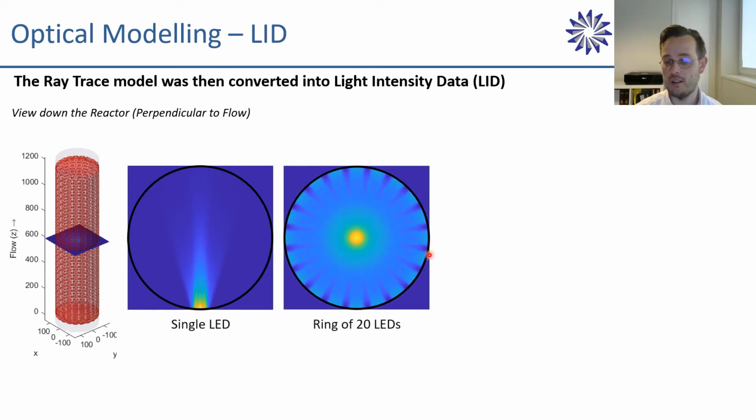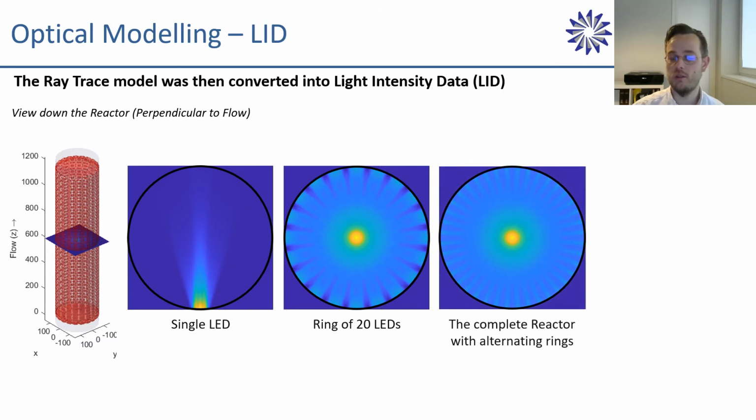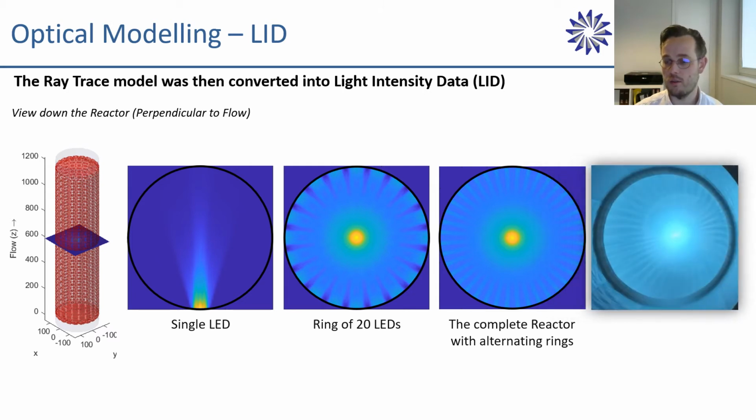And in fact, you even have a slight hotspot in the center of the reactor. And to make sure that we don't have these cold spots close to the periphery, what we do is we do the alternating rings, so they cover each other up, and we get really good light intensity distribution inside of our reactor. So this is a model result, but if we look at the actual photo down the reactor, we see a very similar distribution.